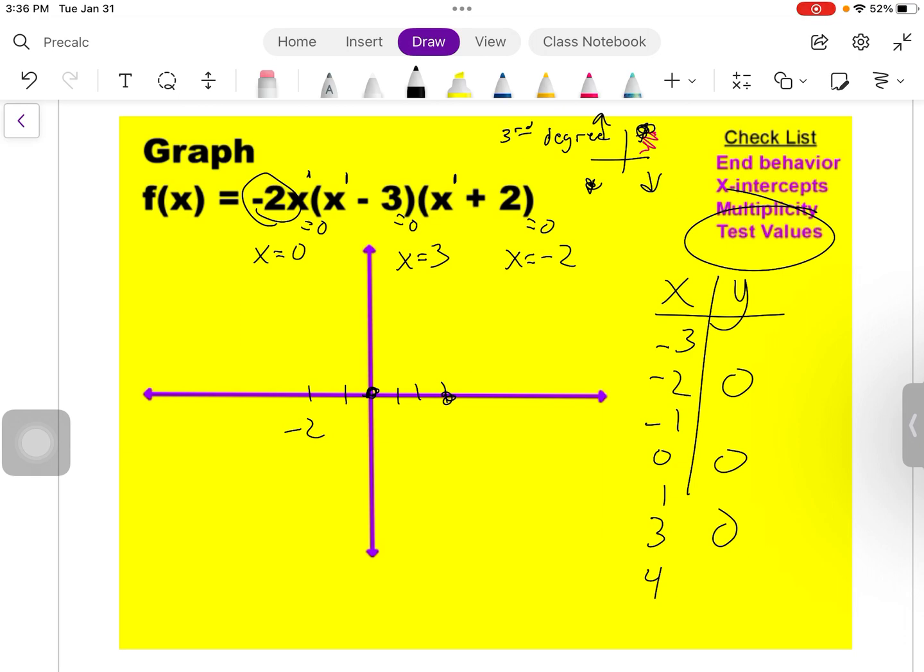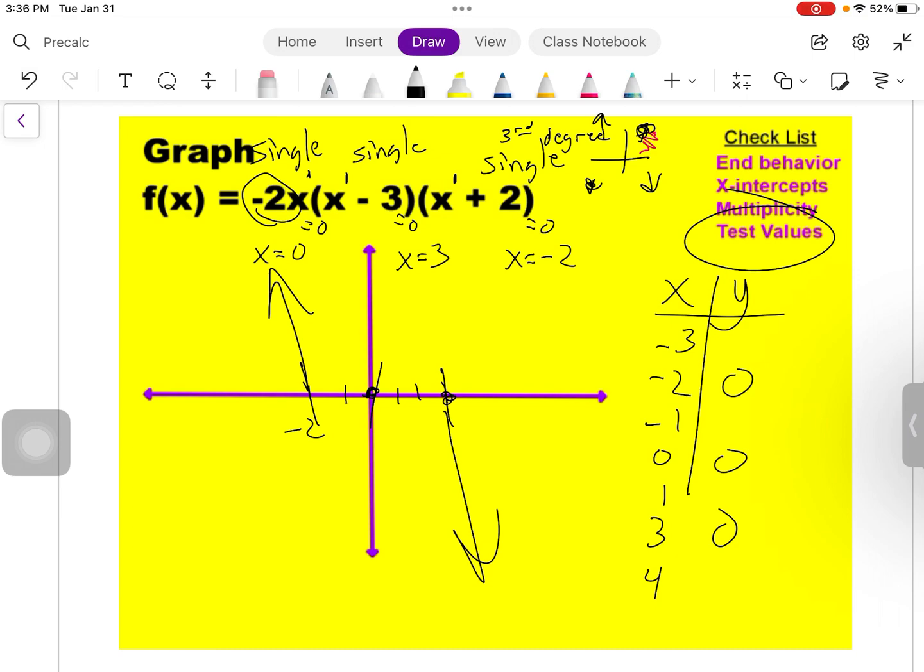Here, because I just have one factor of x minus 3, I know it is a single root. This one is also a single root, and this is also a single root. So when I cross at each root, it's going to be a straight line. My end behavior is up this way, down this way.